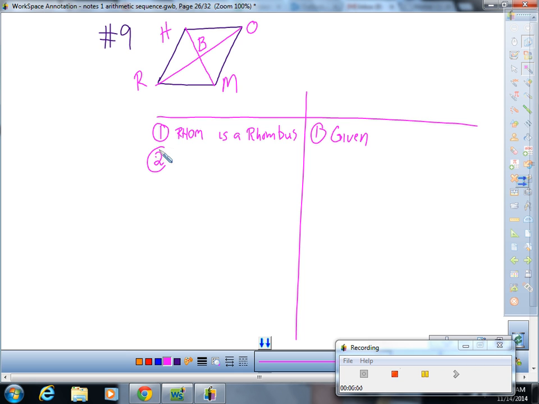Here's the super secret special theorem. Triangle HBO is congruent to triangle HBR is congruent to triangle MBO is congruent to triangle MBR.